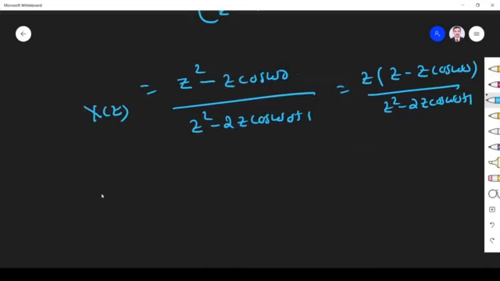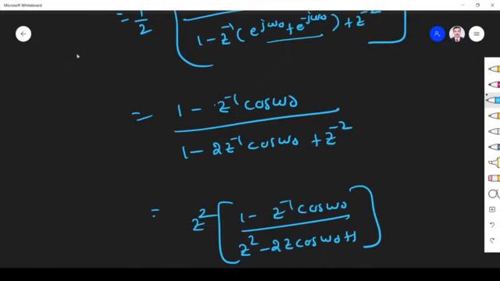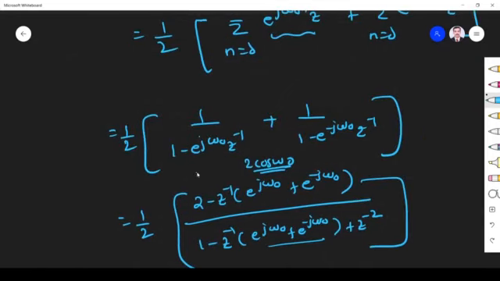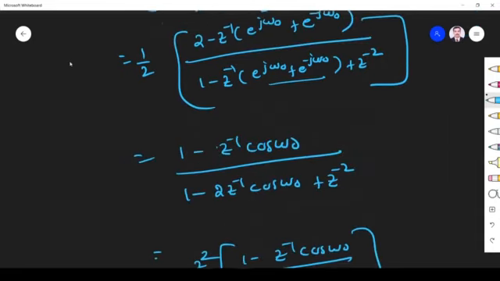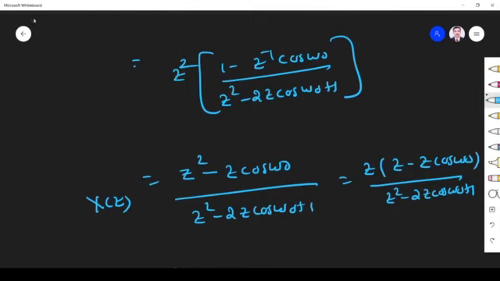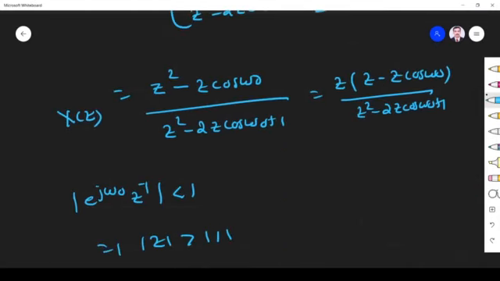We have to find the ROC similarly. So we know e power j omega naught z inverse must be less than 1. This implies mod z must be greater than 1. Why? Because it's a right hand side sequence. Here also, e power minus j omega naught z inverse must be less than 1. That also will give mod z is greater than 1.